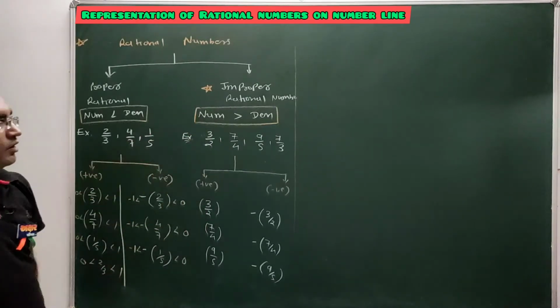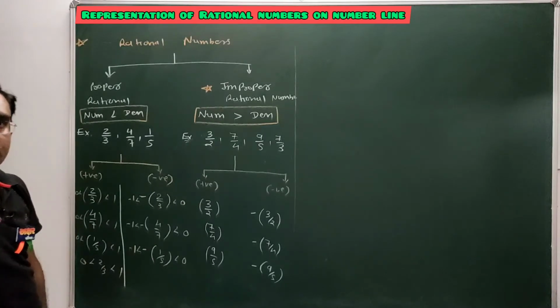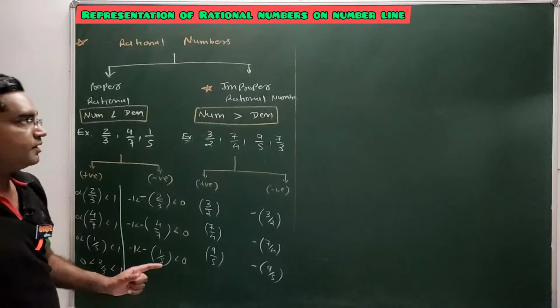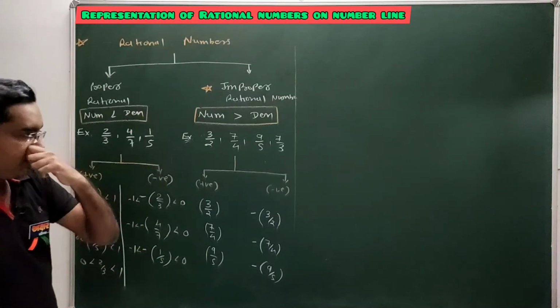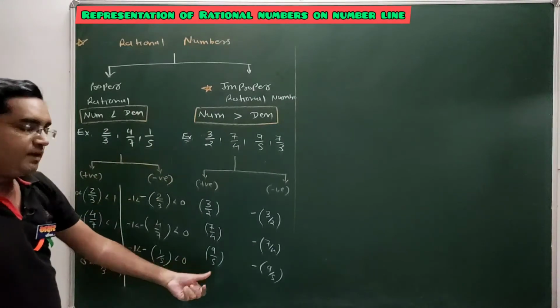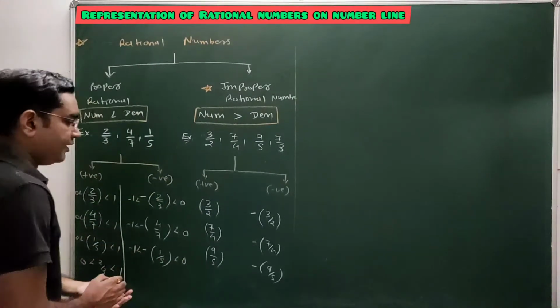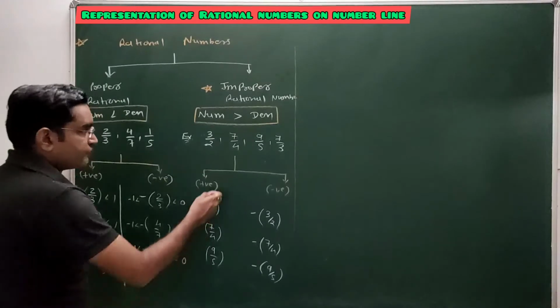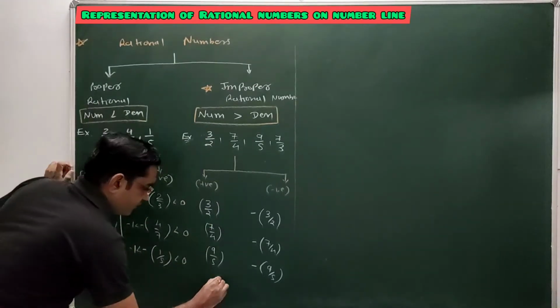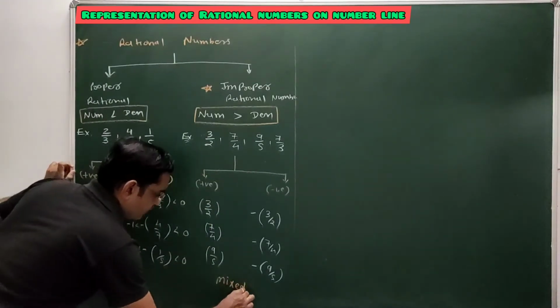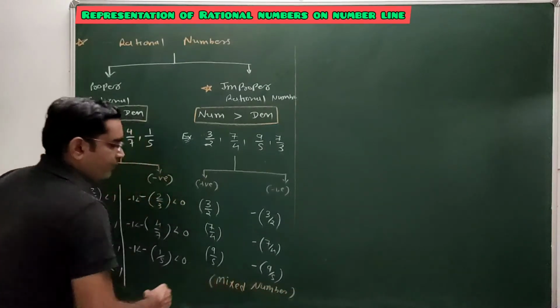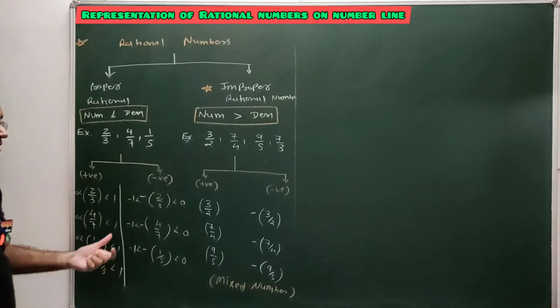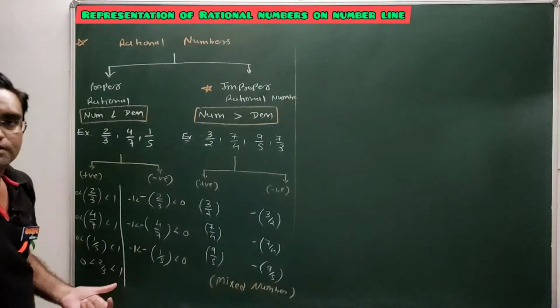Now if we talk about improper rational numbers, whenever the given rational number is an improper rational number, that improper rational number must be converted into mixed number. What you have to do? This improper rational number must be converted into mixed number, and after converting, we will find that the given number lies between which two numbers.